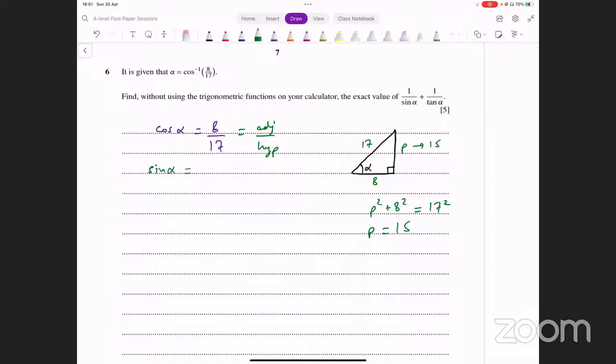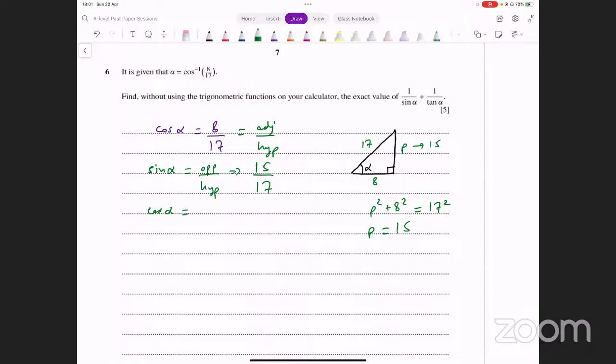Sin alpha क्या होना चाहिए? Perpendicular over hypotenuse, right? Opposite over hypotenuse. What's that value going to be? Opposite is 15, hypotenuse is 17, so that's 15/17.